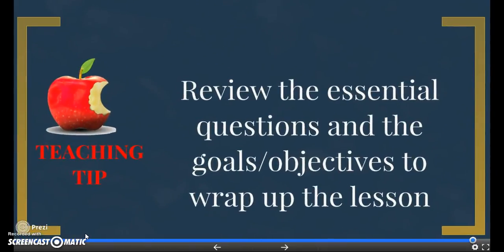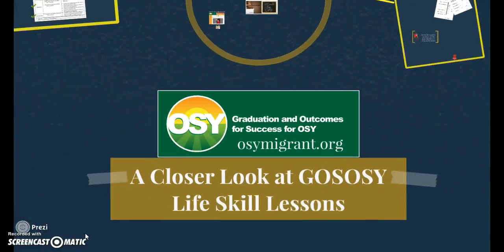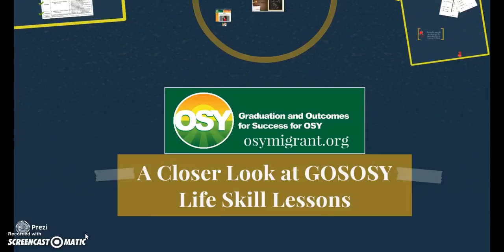You can review the essential questions and the goals and objectives that you laid out earlier to wrap up your lesson. Did you hit all of your targets? Allow time for students to review and reflect on what they've learned. And that's it. You've successfully taught a GOSOSY life skill lesson.